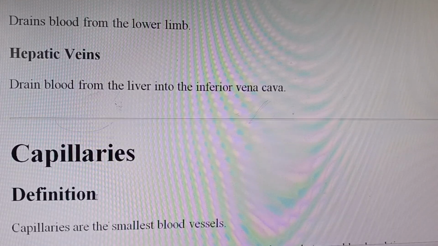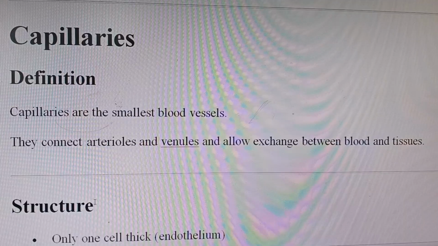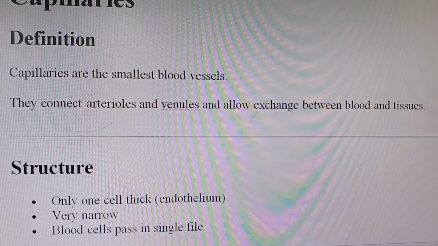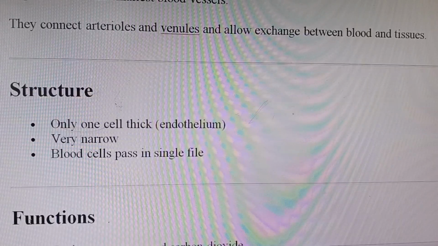Next one is capillaries. Next we will study about the capillaries. Capillaries are the smallest blood vessels. They connect arterioles and venules and allow exchange between blood and tissues. Okay, next we will see the structure. Structure: only one cell thick, that is endothelium. Only one layer will be there. Very narrow, so very narrow means the gap inside the capillaries will be very narrow. Blood cells pass in single file.